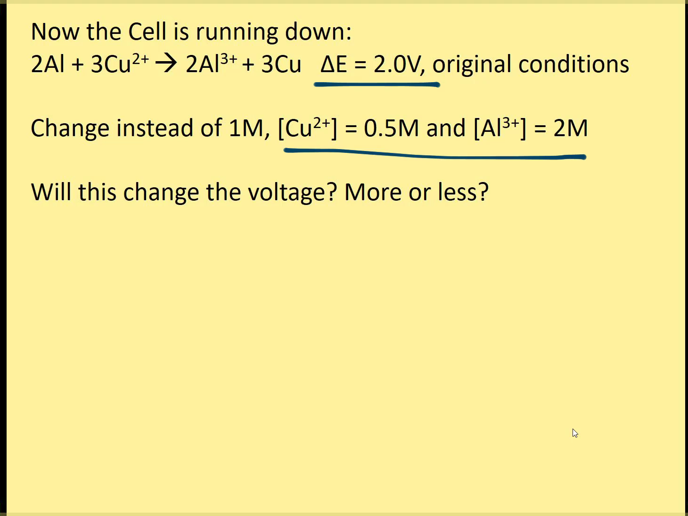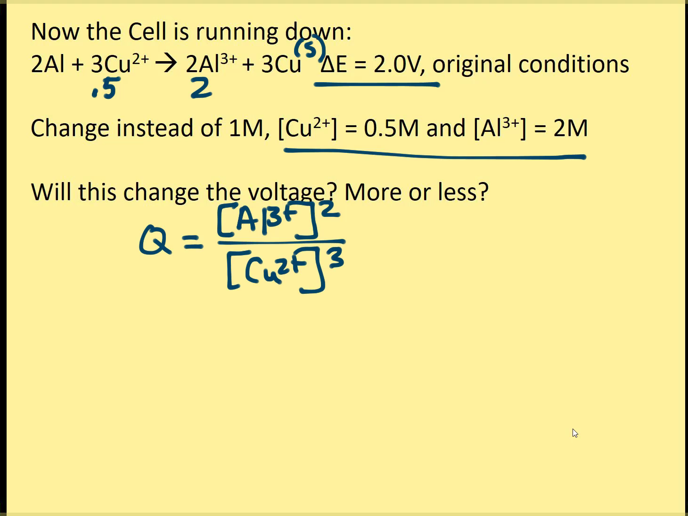So we have our copper ion at 0.5 and our aluminum ion at a 2 molar concentration. We can solve for Q, and remember it's products over reactants and don't include any solids. The other components are solids, I just didn't write them. So I'm only going to do the aqueous ions, and on the test you would have this information. So let's go ahead and put our numbers in here so we can see what our Q is.